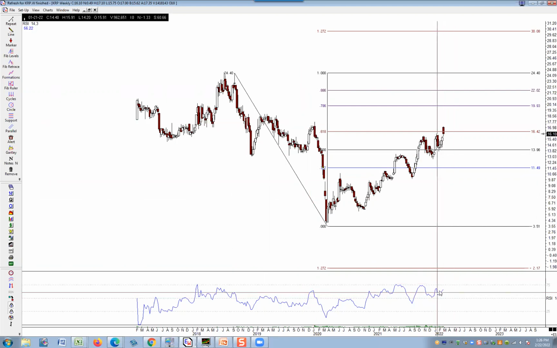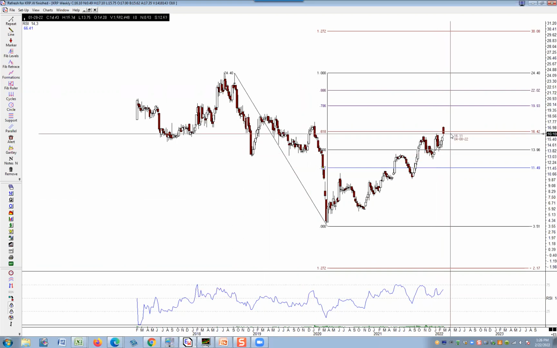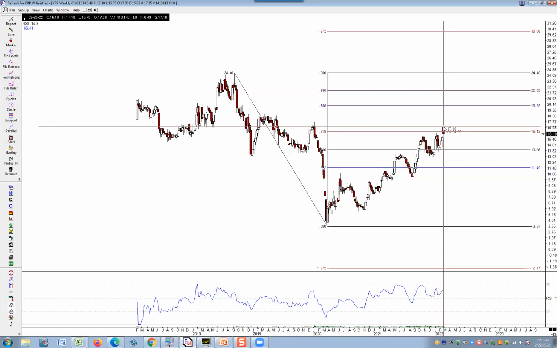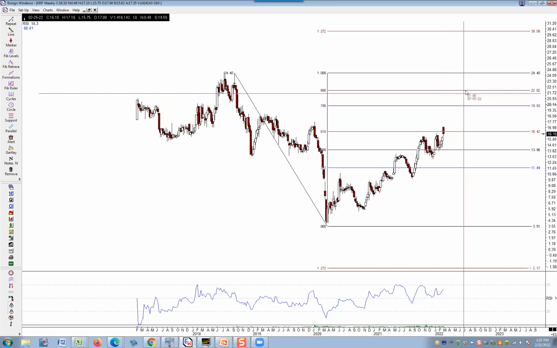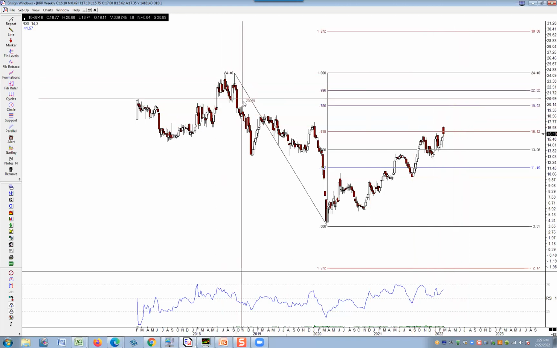Right here, it's still staying up. So if it gets a little bit of a pullback and then gets back above these highs that it's made today, then it looks as though it's going to probably get up towards the 786 and 886 areas. A lot of resistance in this area here.